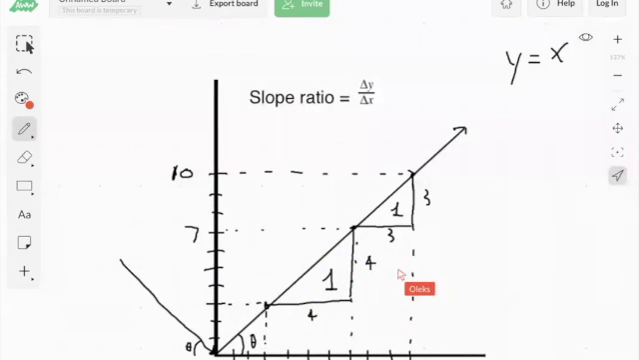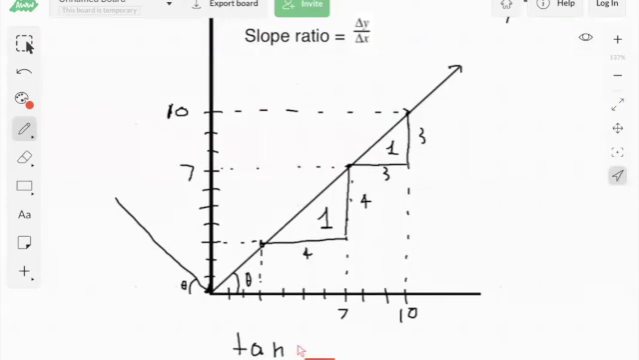So if we remember, the slope ratio we found was 1. And the key thing to realize here is that tangent theta, so the tangent function of this angle, will equal change in y over change in x. So for now, this is just something you have to memorize. And we know this is just a slope ratio. So let's test this out.